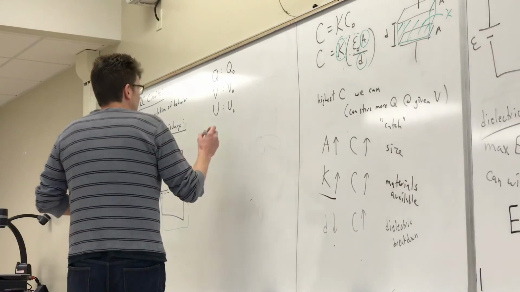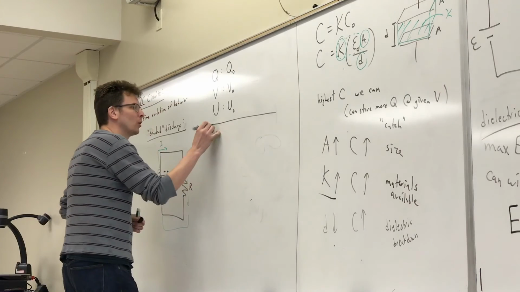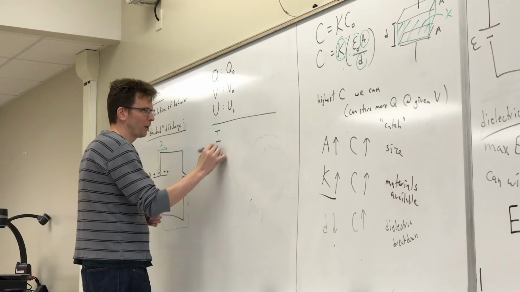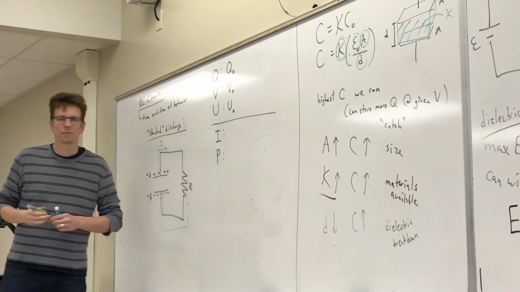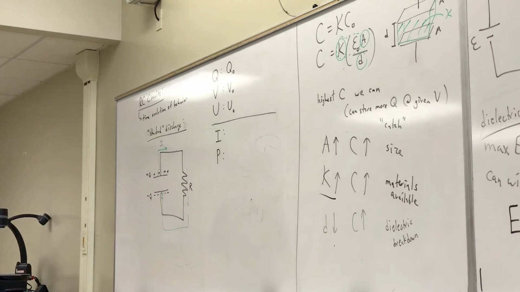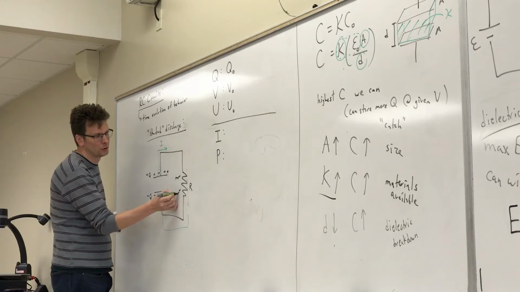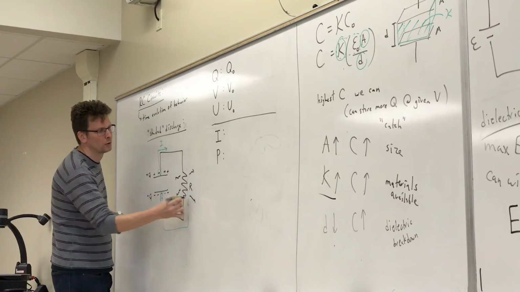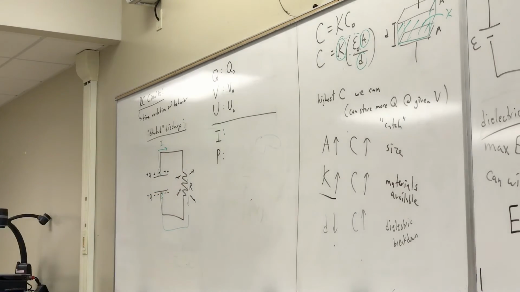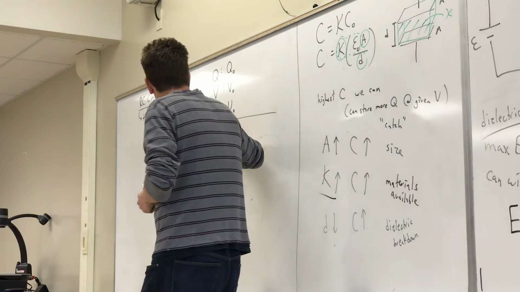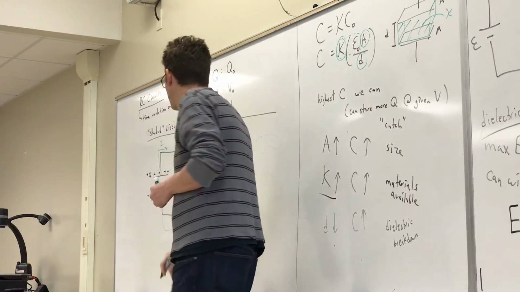So other things we could ask about. What's up with the current? What's up with the power? Because of course, as charge courses through a resistor, there's going to be some energy dissipated, like so. So there will be some initial current, which I'll call I naught.